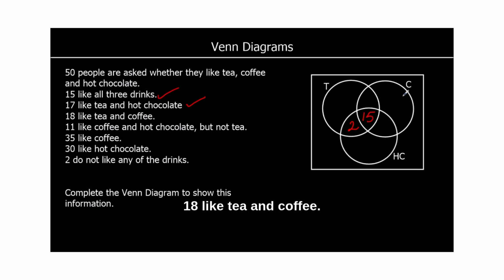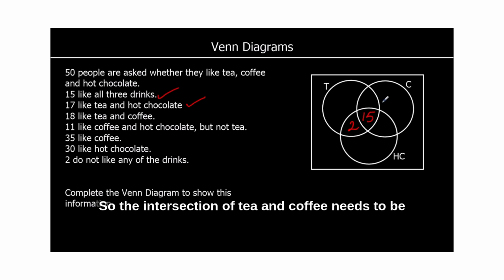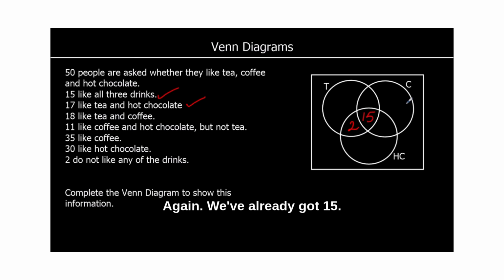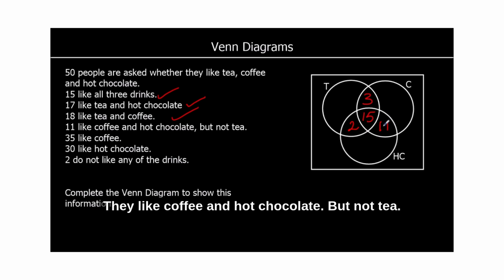18 like tea and coffee. So the intersection of tea and coffee needs to be 18. Again, we've already got 15. So 18 take away 15 means we need 3 more. 11 like coffee and hot chocolate, but not tea. So that's 11 here. They like coffee and hot chocolate, but not tea.